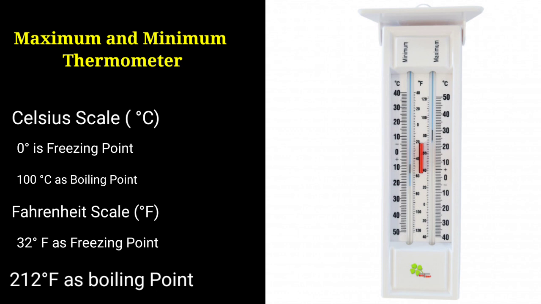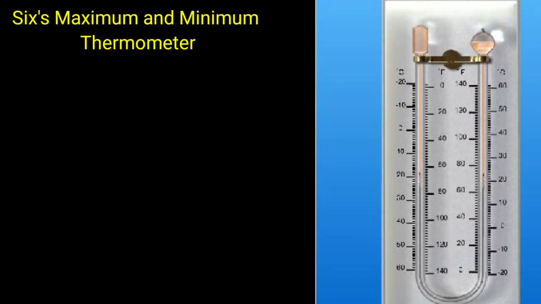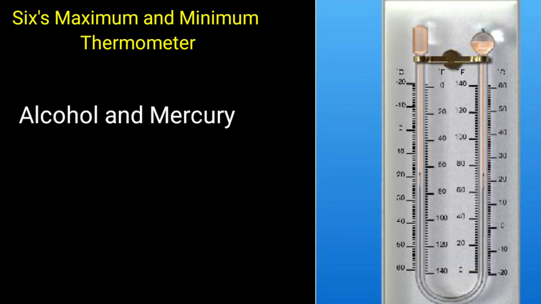as the boiling point. Now, besides using these two thermometers, a single instrument can also be used, that is also known as Six's maximum and minimum thermometer. Now, what is it? Let us discuss in short. Six's maximum and minimum thermometer is a U-shaped glass tube with two glass bulbs at the two ends. Now, alcohol and mercury are used as the liquid in the thermometer.